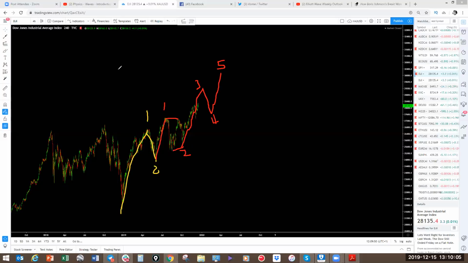Now, if we're talking about alternation already, you can already see that this one is a sharp move. What would you expect of a wave 4 here? Your wave 4 should typically be sideways. And I like sideways moves because they give you time to forecast and to see where the next move is going to be. So this will be a 3, this will be a 4, and then a 5. Okay, so that's what you're looking for on all these indices.